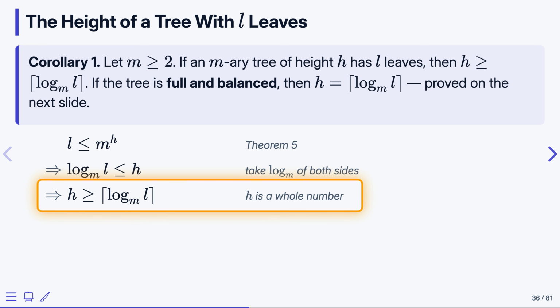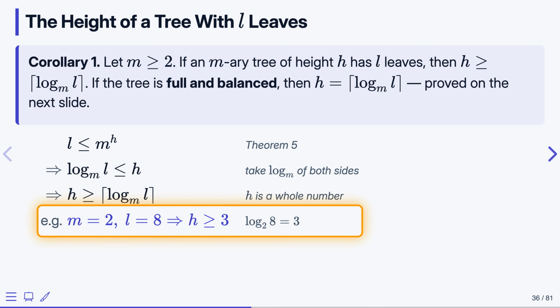Line 3. The height h is a whole number, so it must be at least the next whole number up from that logarithm. We write that with the ceiling brackets, so h is at least the ceiling of log base m of L.